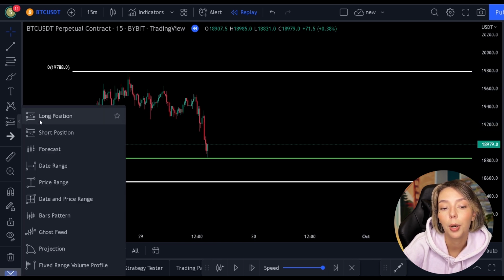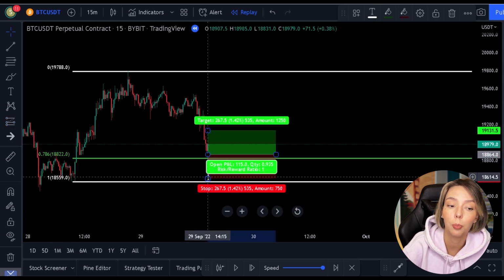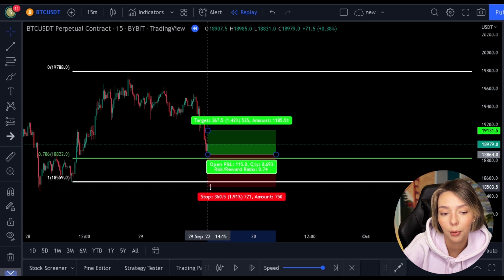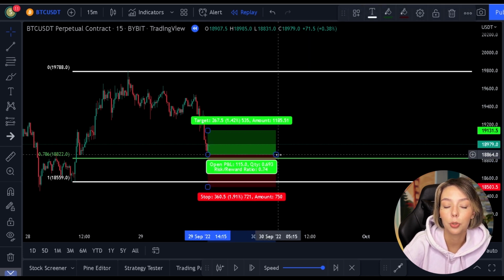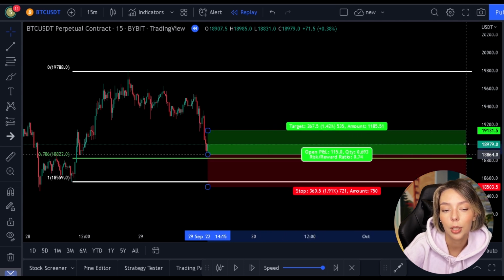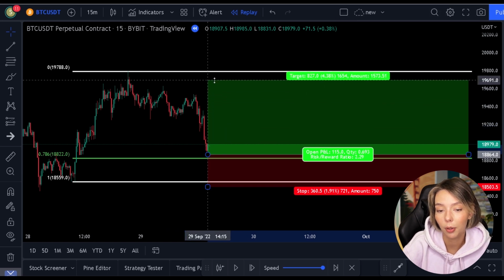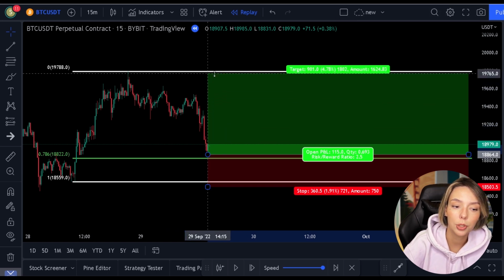We always want to buy the price as low as possible, and we can do that by using the 0.786 level. Now that the price has fallen towards this level, you can do several things. The most simple strategy is simply to open a position as soon as the price hits this level. I will show you that first.